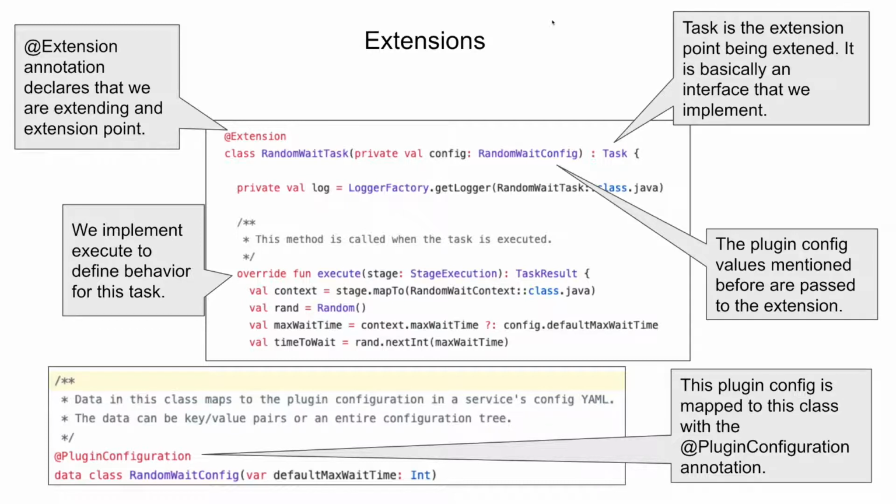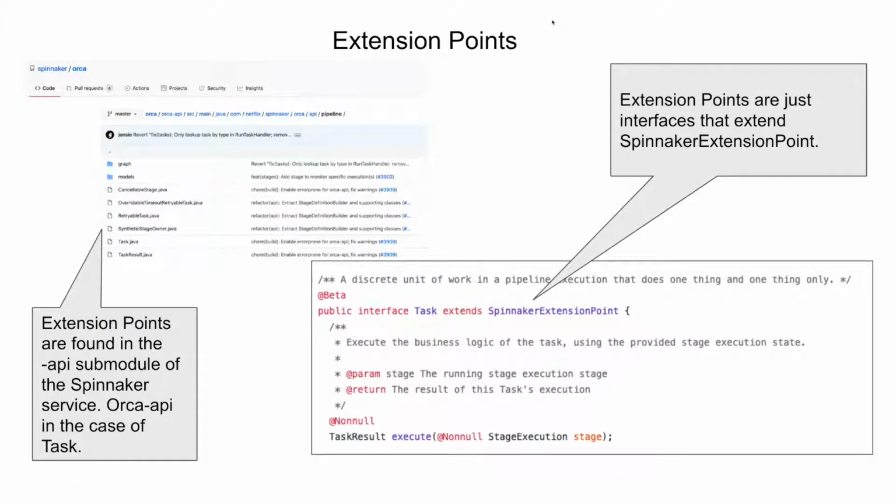You can see where we're passing in the random weight config, and that's actually coming from the configuration, the custom configuration for this plugin that we were just looking at. At the bottom, you can see that random weight config and the default max wait time that we saw defined earlier, and that's annotated with a plugin configuration. So what is task? What are extension points?